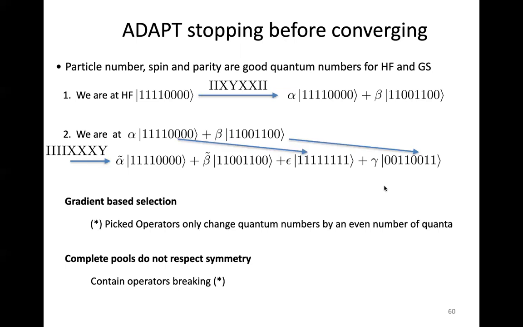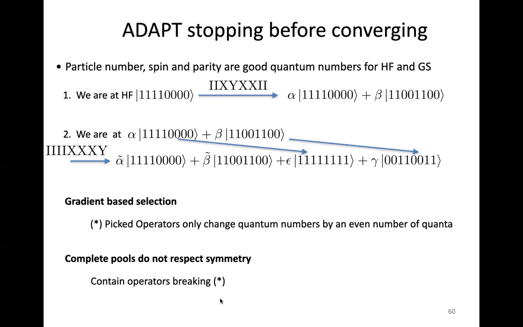Our complete pools were actually designed, on the contrary, to be able to transform any state to any other. That means they must contain operators that would take us to, for example, 3 particle states, because when we say any state can be mapped to any state, we also mean states outside of the symmetry subspace. So in some sense, we want to push our state from one point in the symmetry subspace to another point in the symmetry subspace through a path which lies outside of the symmetry subspace, and ADAPT can never find this path because these operators are never picked due to the gradient criterion.